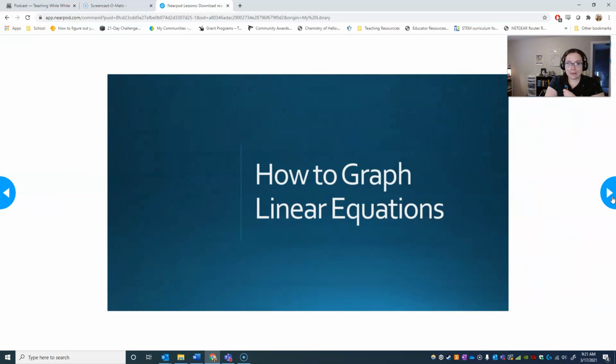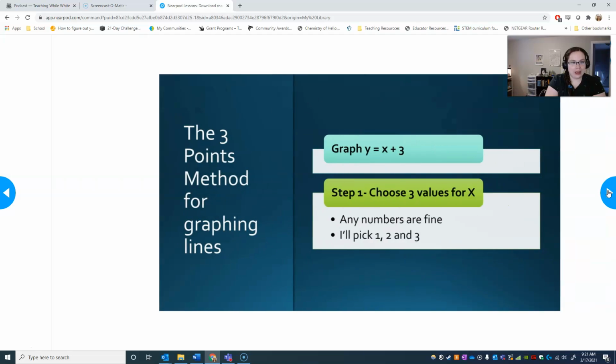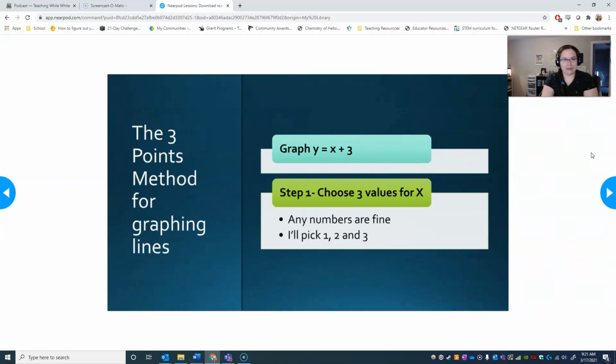Alright, and then the second part of what we're doing is how to graph linear equations. So we're going to start by doing the 3-point method for graphing a line. First step is you're going to choose 3 values for X, and you can pick any numbers. I usually pick 1, 2, or 3, or 0, 2, and 4. You can also pick negative values as long as they stay on the area you have to graph in.